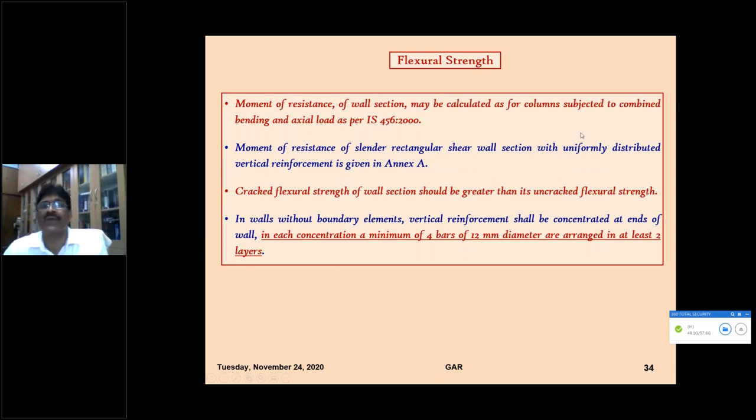Similarly, you calculate the flexural capacity. We have the columns and the shear wall; the total moment is distributed according to the stiffness values, and you assign the values for the shear wall and design for flexure. When you have end regions like columns, with shear wall and column, what is the amount of shear force or bending moment to be shared? In walls without boundary elements, vertical reinforcement shall be concentrated at the ends of the walls. At the ends of the walls we provide special reinforcement like 4 numbers of 12 mm bars tied together.